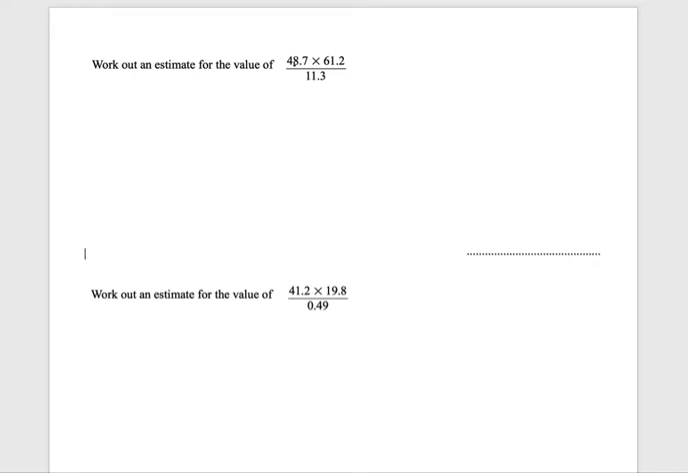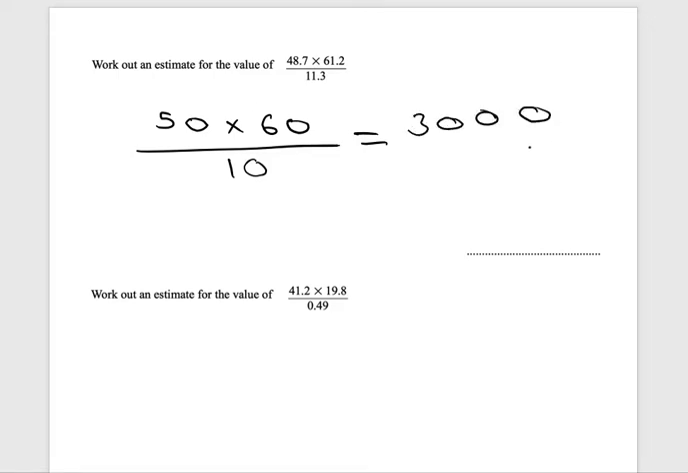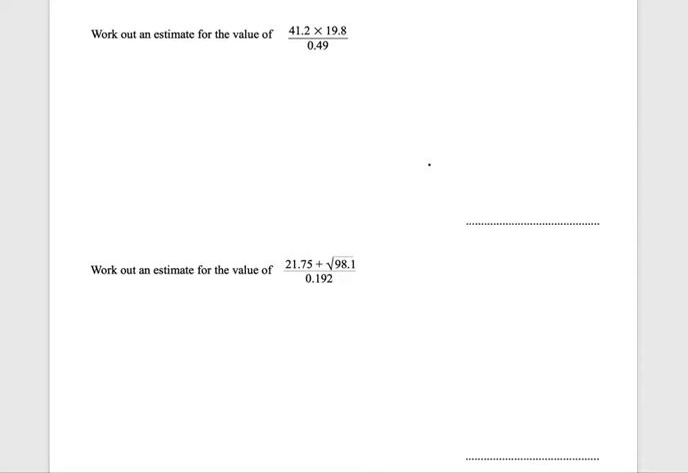So 48.7 is going to be rounded to 50, and then you're multiplying it by 60, and then you're dividing it by 10. So as you can see, 48.7, 61.2 and 11.3 have been rounded to one significant figure. Now 50 times 60, you can easily work that out. That's going to be 3000, and then you're going to divide it by 10, which is going to give you an answer of 300.